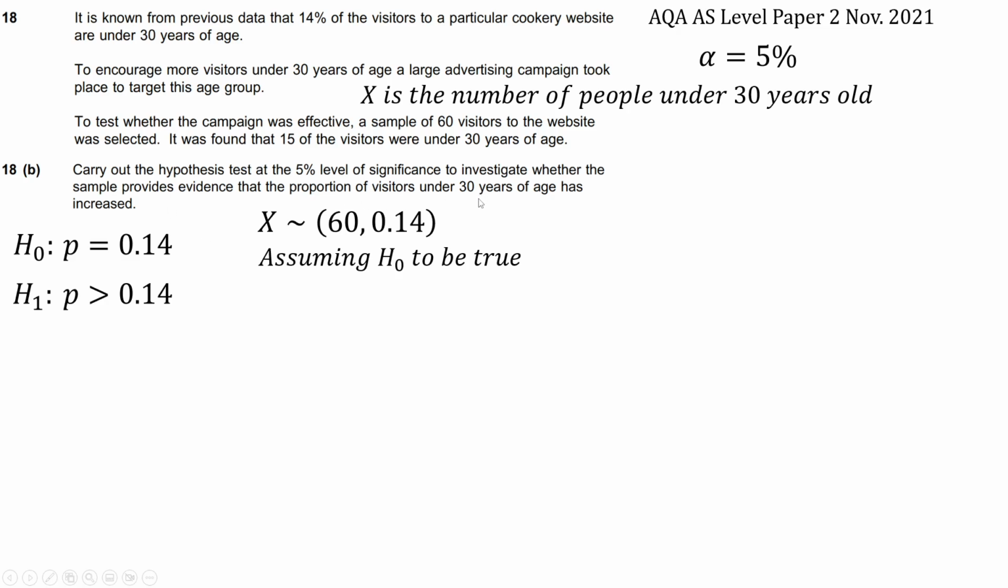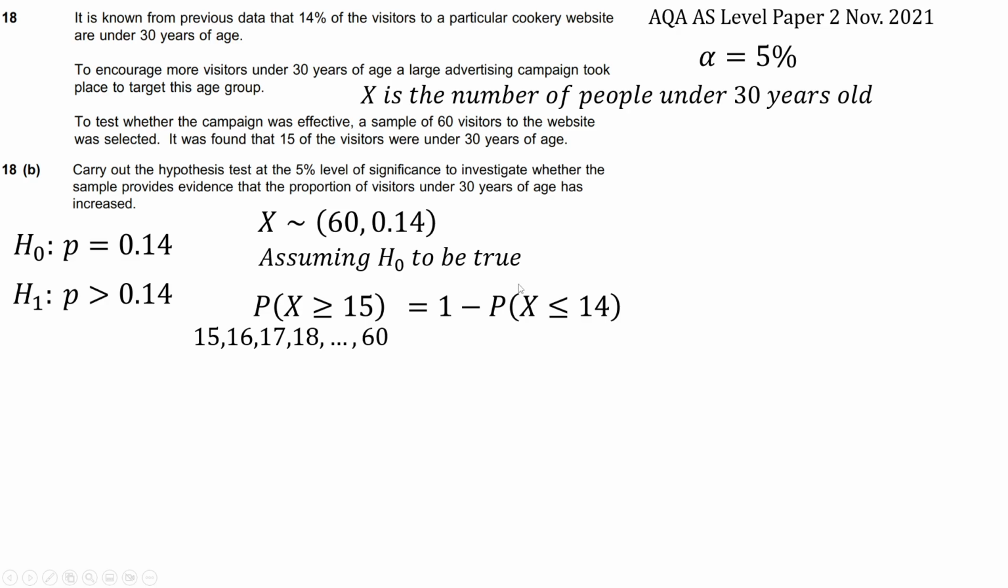We're looking to see, has the probability increased? Only 15 of the people out of 60 actually visited the site. So is that number higher? Is this significant? Well, this number here is 15, 16, 17, 18, all the way up to 60. We're looking for X being all of these values up to 60. That's 1 minus the probability of all of them being less than or equal to 14. I've put it in this form, like I said, because the calculator wants it in this form.